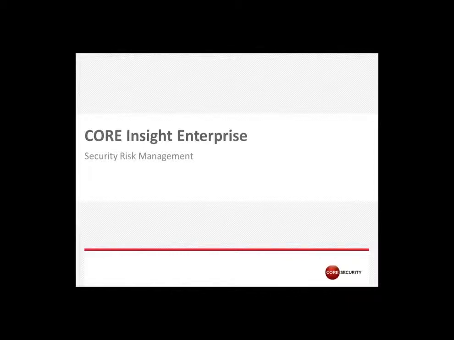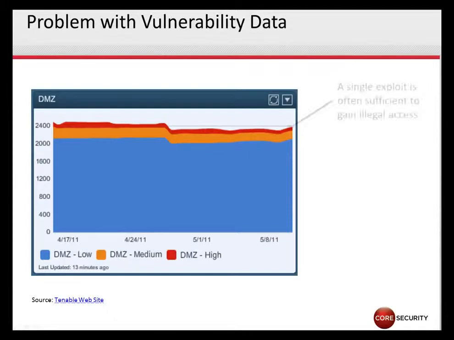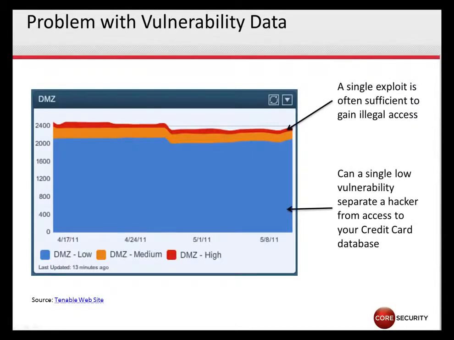During this short video, we'll introduce you into how Core Insight Enterprise can better help your organization manage security risk. Let's focus in on the output of a standard network scanner. Here you can see that the scanner is generating a report that has 3 vulnerability categories.